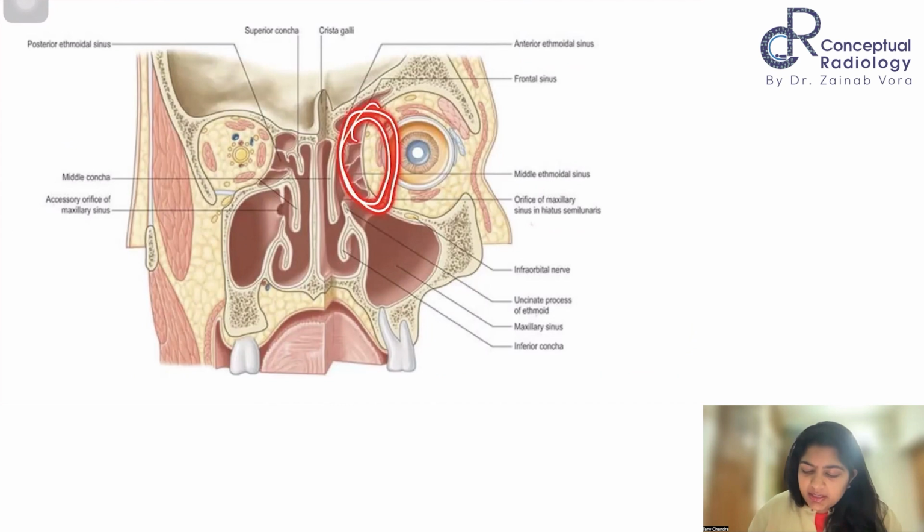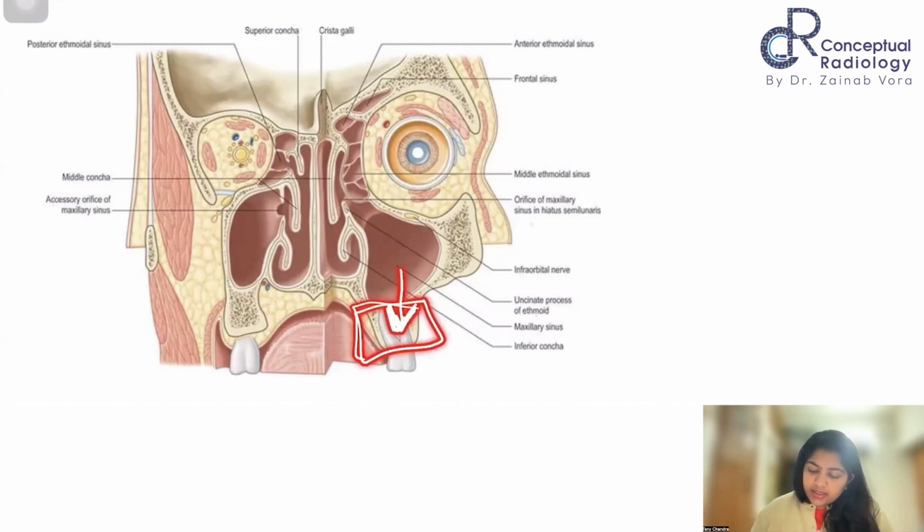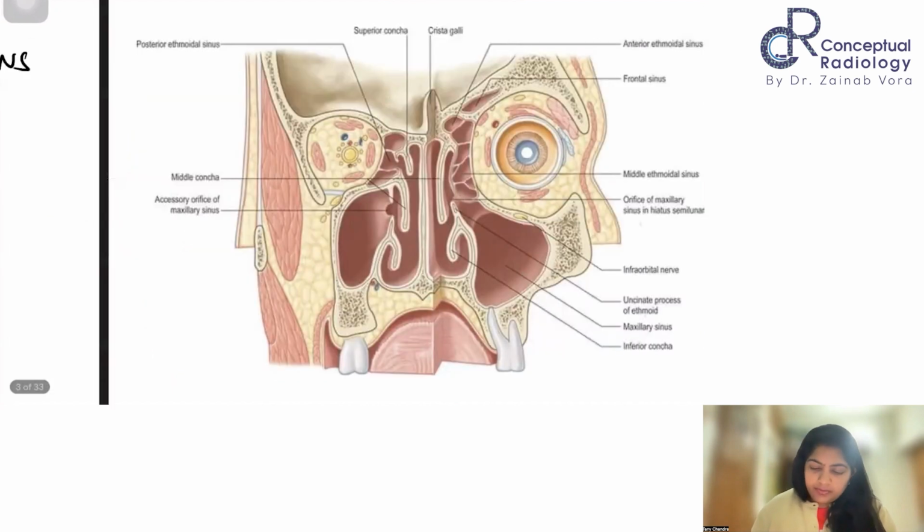So this is the lamina papyracea. Papyracea means thin like paper. So this is very, very thin. That's why it is a very common pathway for lesions or infections from here to cross into the orbital region, right? The maxillary sinus will also send out whatever pathology it has into the jaw, like into the alveolar process, into the dental region, and the reverse can also happen, right?